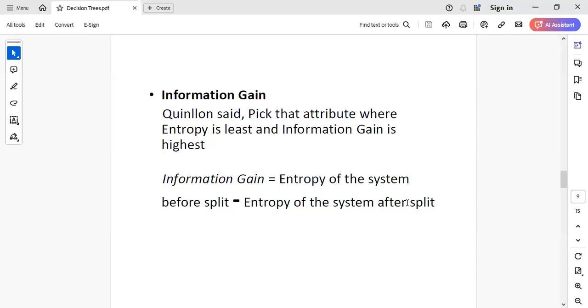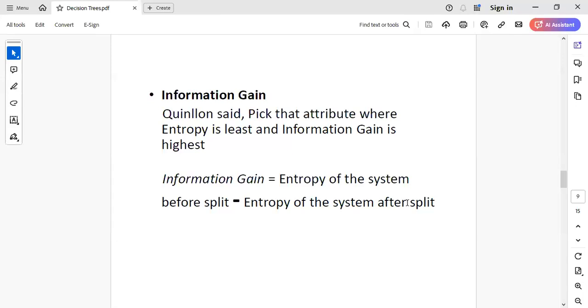Information gain is the entropy at the beginning minus the entropy after splitting; whatever we are left with is called information gain. So the attribute with the highest information gain will act as the root node henceforth. This is what they said. But here comes a small problem.